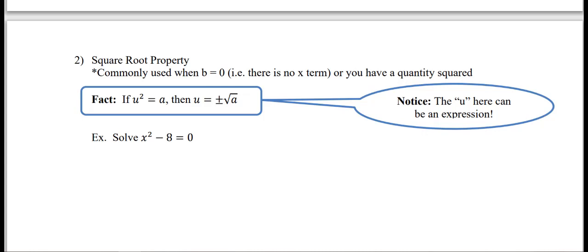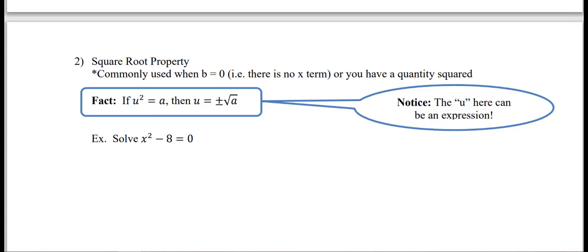Okay, a second property or a second method for solving quadratic equations we're going to look at is the square root property. This one is commonly used when b is equal to 0. That middle term is missing if b is 0, right? And it comes from this fact. One thing that's important here is that this u that we have here could be an expression. It could be x plus 6 inside that quantity that being squared. Okay, we can use that. I'll show you what I mean here in a little bit.